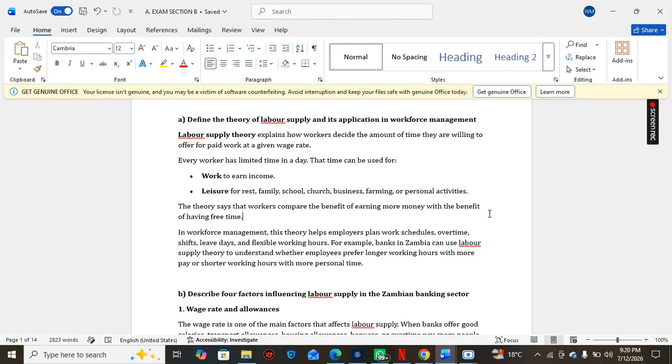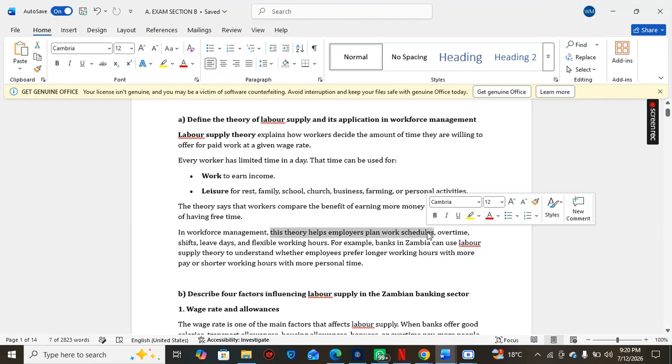But once you've got a lot of money and you're rich, you would want to substitute your work with your free time. Now this is how this applies in workforce management. This theory helps employers plan work schedules, because they know the amount of time the workers need to work, if it's 7 hours a day, 8 hours a day, depending on what rate you're paying your workers.